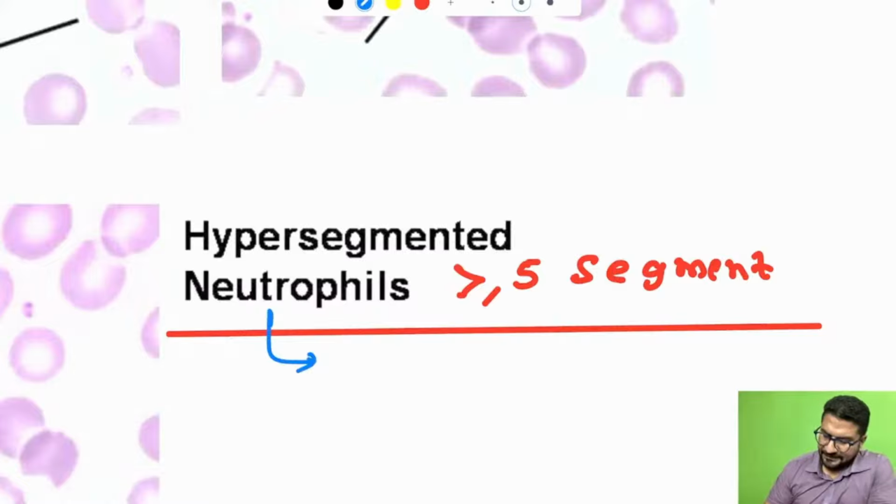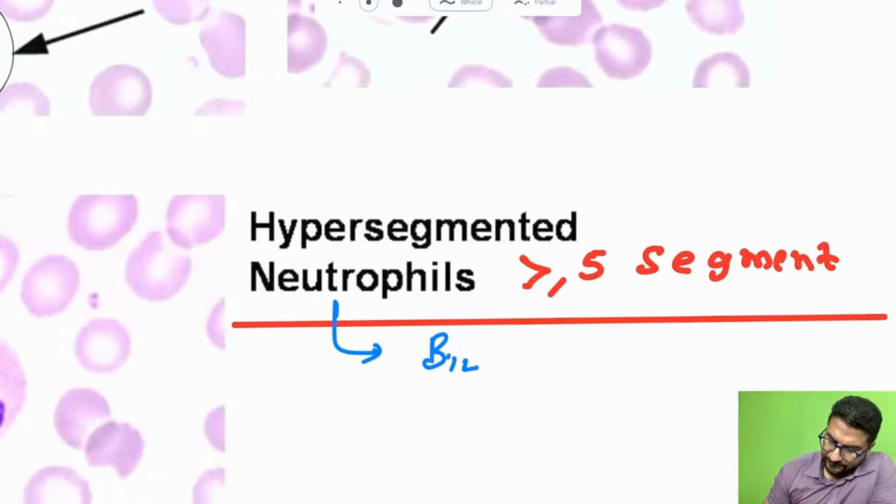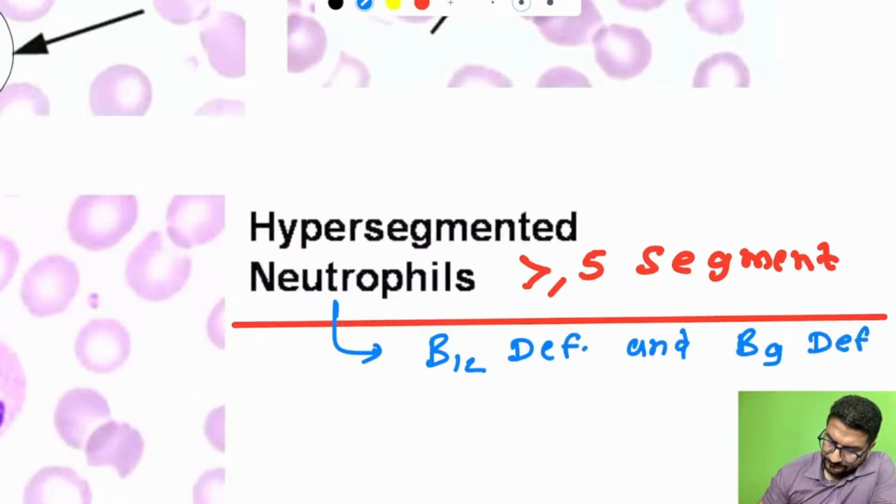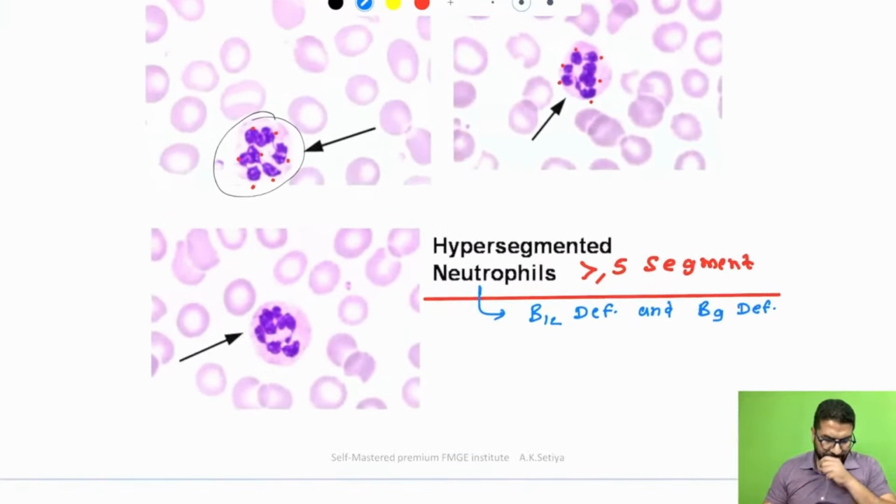And this hypersegmented neutrophil, understand, it is seen where? It is seen in a patient with B12 deficiency and folic acid deficiency. You will see this in a patient with B12 deficiency and B9 deficiency. Hypersegmented neutrophils.